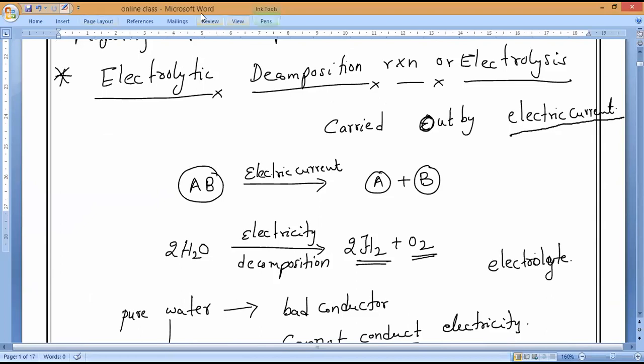The decomposition reactions. Still a few are absent, please make them join. The decomposition reactions which are carried out by, have you understood, Sai, Shahrukh? The decomposition reactions, please try to communicate with me. Always, then only you will get involved, and you will improve. The decomposition reactions which are carried out by electric current are called electrolytic reactions.